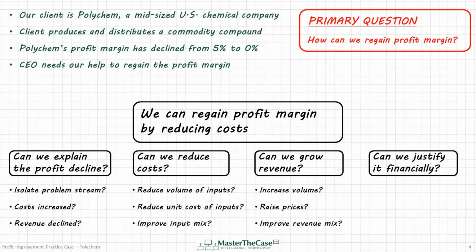Having explained the profit decline, I'd like to refine my initial hypothesis. Specifically, we can regain profit margin by reducing the cost of raw materials. The rationale for that is twofold. One, raw material cost has increased by $10 million, driving the client's entire profit decline. And two, raw materials account for 70% of the client's total cost, representing the highest potential area for cost reduction. In order to test the hypothesis, next I will analyze if we can reduce raw material costs.